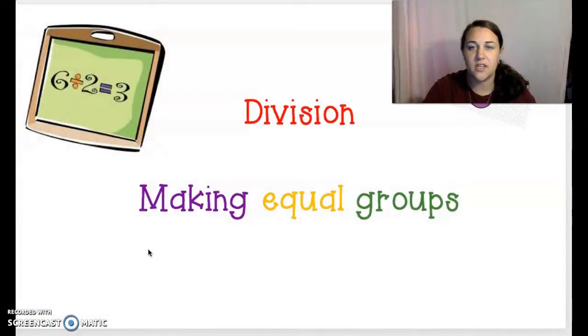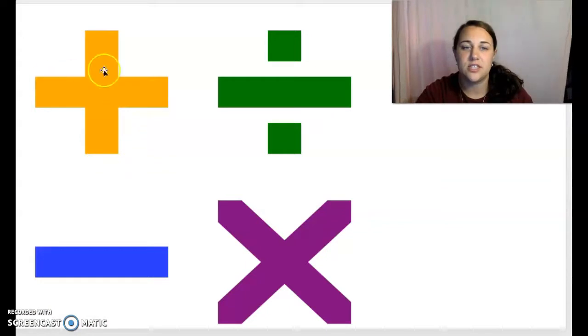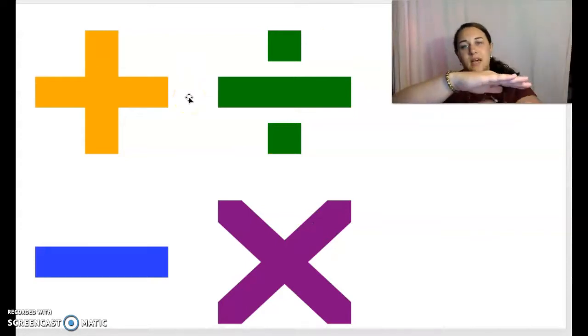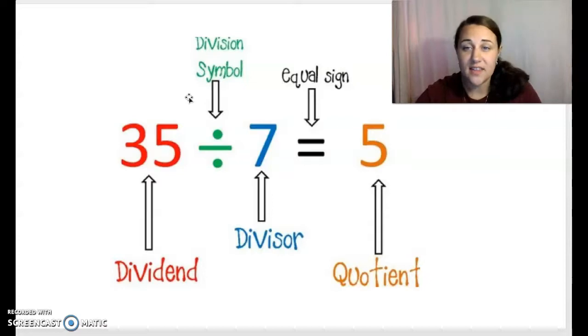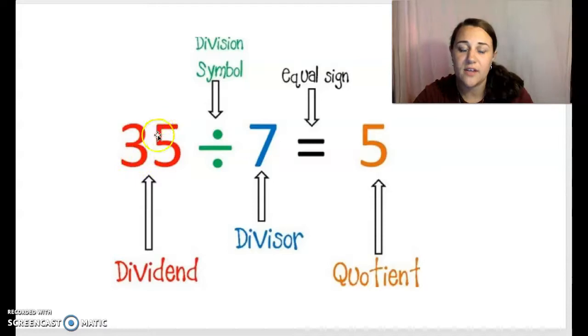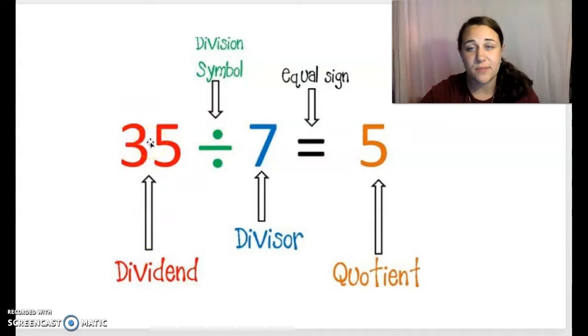So division, making our equal groups. Remember, we have our addition symbol, our subtraction, our multiplication, and now our division. Remember, it's the line with two dots. All right, and then we have our division equation, our division sentence. We have 35 here. It's our bigger number. It's our dividend. Remember, our first number, the biggest number, needs to be divided into, the divisor tells us how many equal groups. So 35 needs to be divided into 7 equal groups, and then you get your answer, which will have 5 in each group.